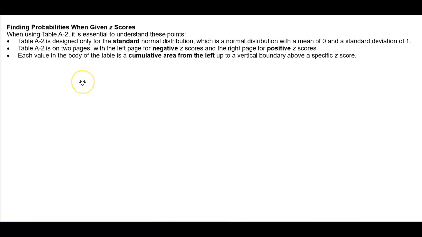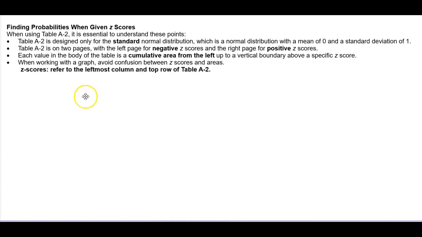Table A-2 is on 2 pages, with the left page for negative z-scores and the right page for positive z-scores. Each value in the body of the table is a cumulative area from the left up to a vertical boundary above a specific z-score. When working with a graph, avoid confusion between z-scores and areas.